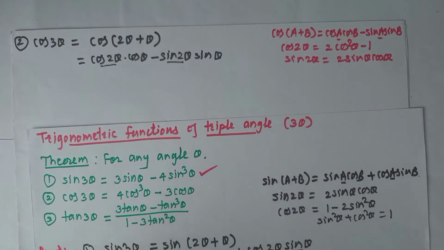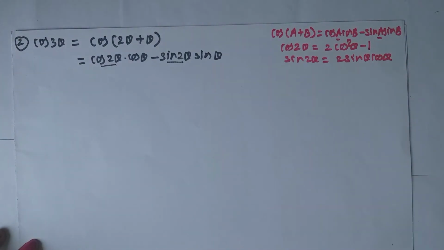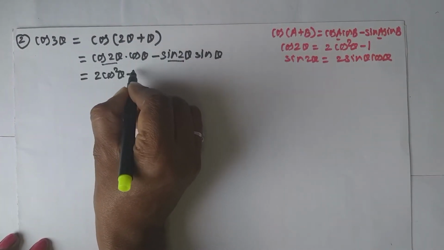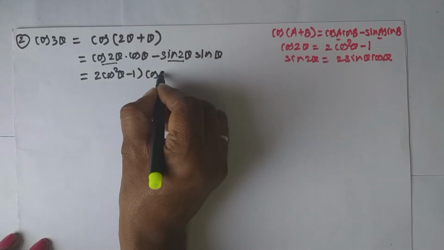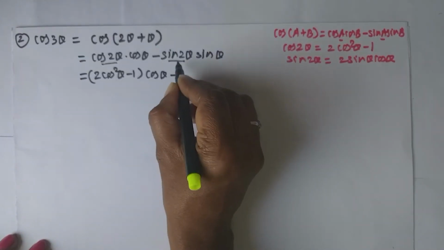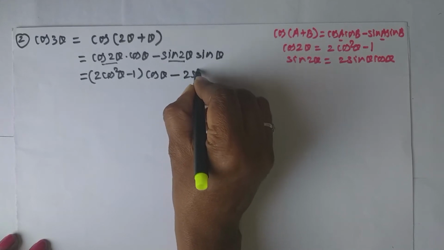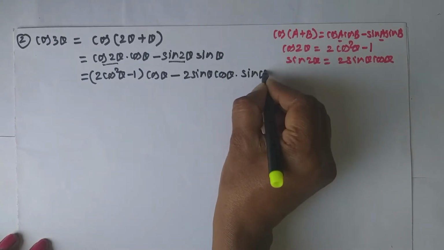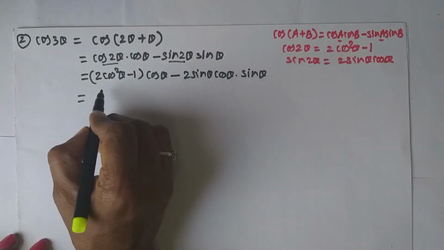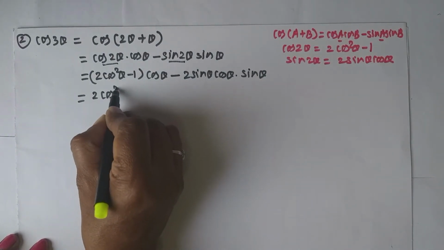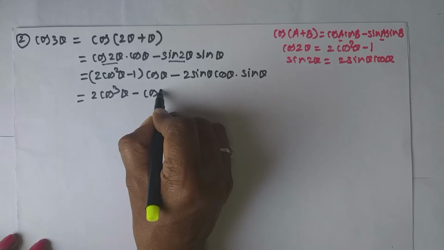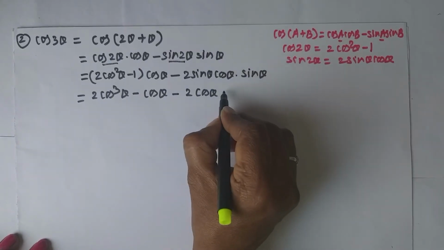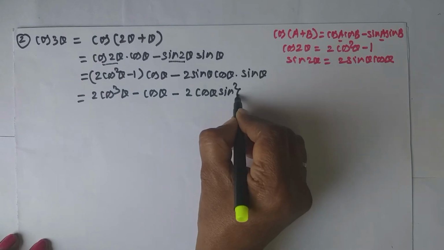Now, in this formula, you keep the value of cos 2 theta as 2 cos square theta minus 1 and keep this cos theta as it is. And for this sin 2 theta, 2 times sin theta cos theta into sin theta. Now simplify this, open the bracket. This will be 2 cos cube theta minus cos theta. And this is 2 times cos theta and sin into sin, that is sin square theta.